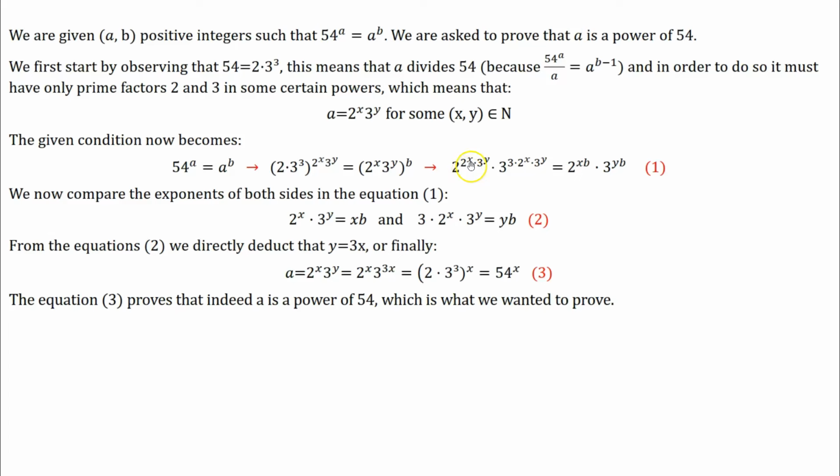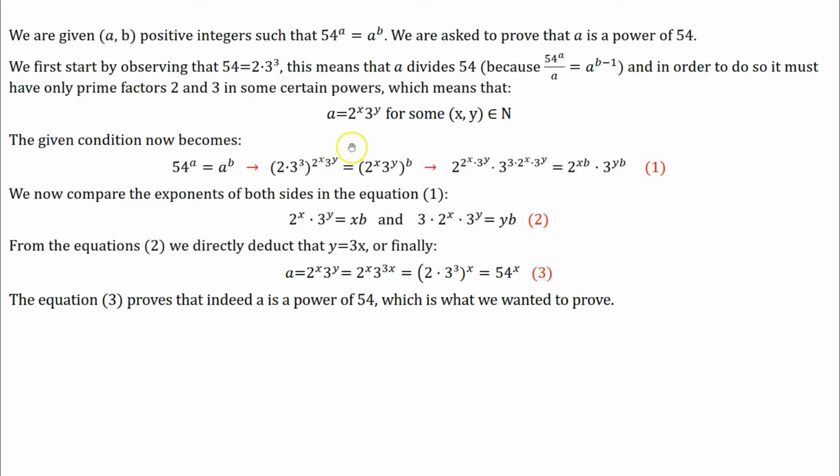So we'll get that 2 to the power x times 3 to the power epsilon should be equal to xb, and 3 times 2 to the power x times 3 to the power epsilon should be equal to epsilon b. So this is another equation and another form of the given initial condition. Now from equation number 2, we can directly say that epsilon is equal to 3x, because we see that these expressions over here are equal, and epsilon b is 3 times bigger than xb. So by simplifying b on both sides, we will get that epsilon is equal to 3x.